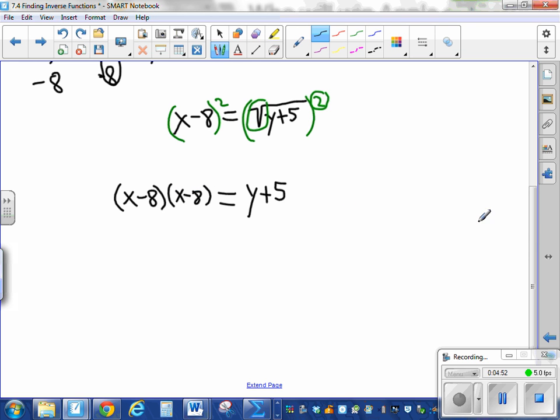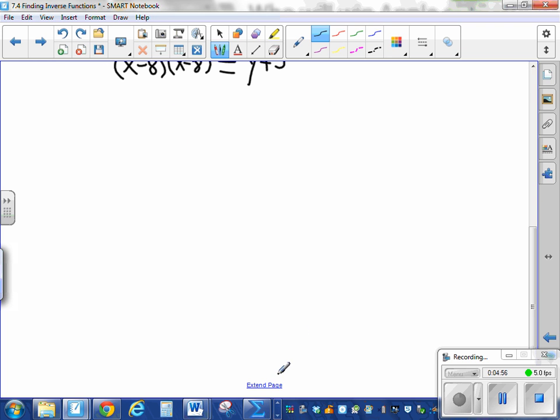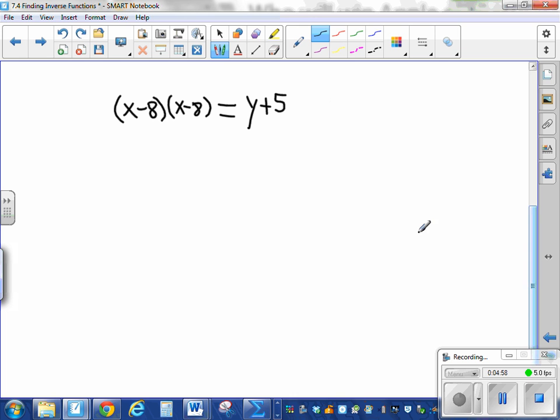You can multiply this using the box method. You can use it by foiling. You can multiply it by doing the patterns that we learned in class also, but you do have to multiply it out. So x times x is an x squared. You're going to get a negative 8x with another negative 8x, which is a negative 16x, and a negative 8 times a negative 8, which is a positive 64, equals y plus 5.